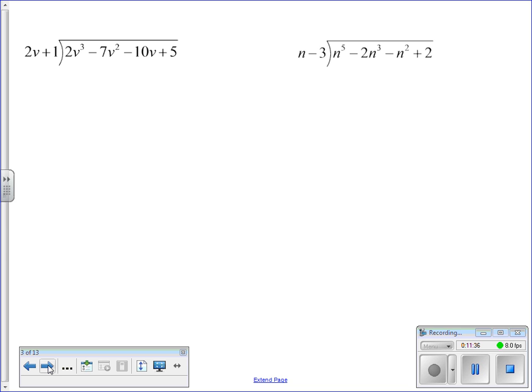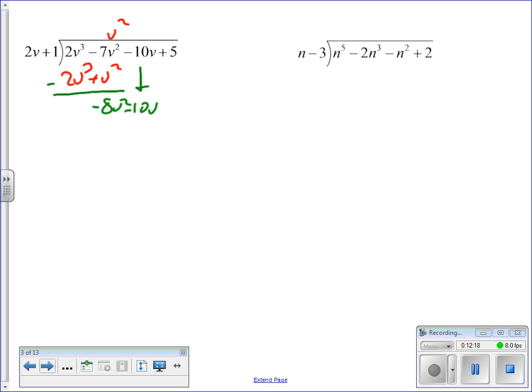How many times does 2v go into 2v cubed? V squared. V squared times 2v is 2v cubed. Good, those need to be the same. V squared times 1 is plus v squared. And then I subtract. 2v cubed minus 2v cubed, gone. Negative 7v squared minus v squared gives me negative 8v squared. And then I bring down my negative 10v.